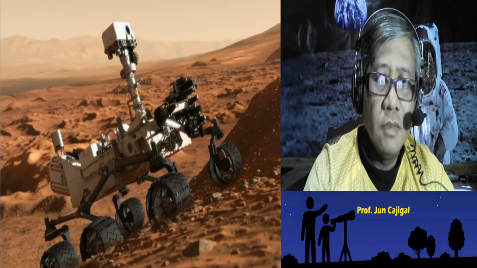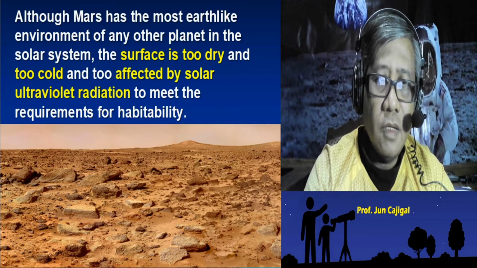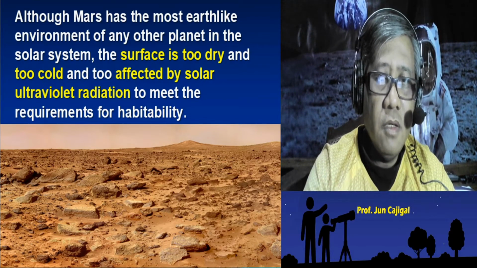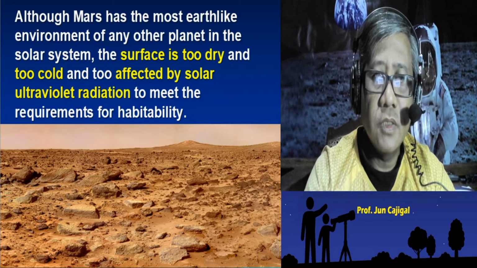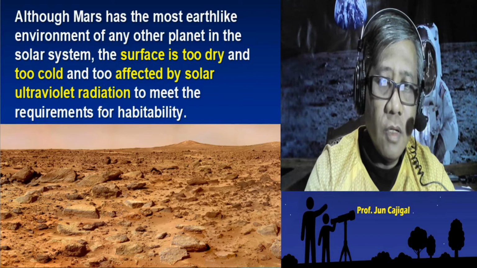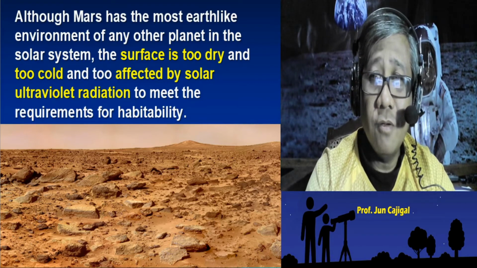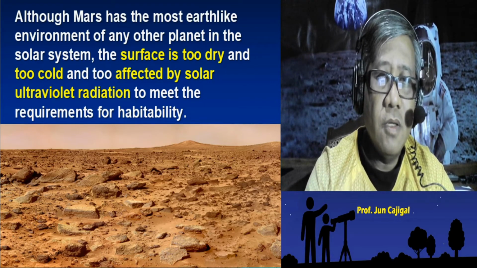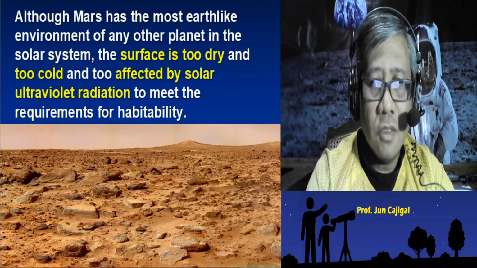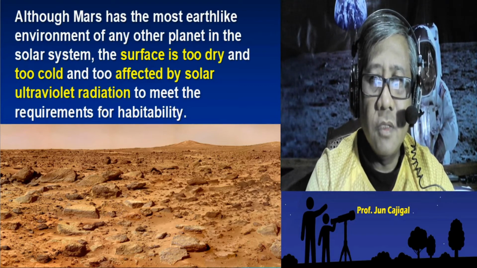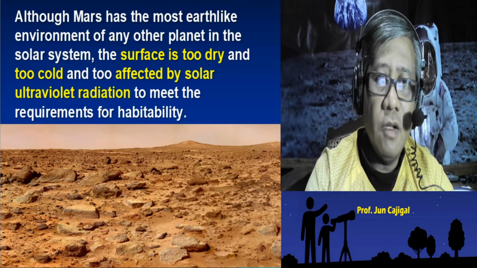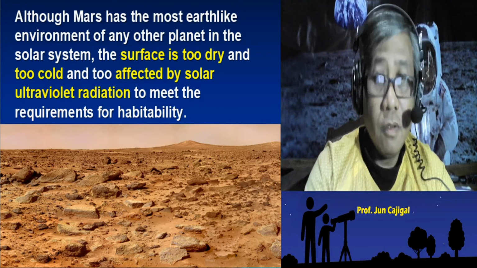Okay, so, although Mars has the most Earth-like environment, kasi parang disyerto dito sa Earth, in the solar system, the surface is too dry and too cold and affected by UV rays kasi nga walang oxygen, so walang ozone, to meet the requirements for habitability. So, dry siya, malamig, tapos the surface is bombarded by UV rays, so it failed to meet the requirements for habitability. Pero malay natin, di ba?